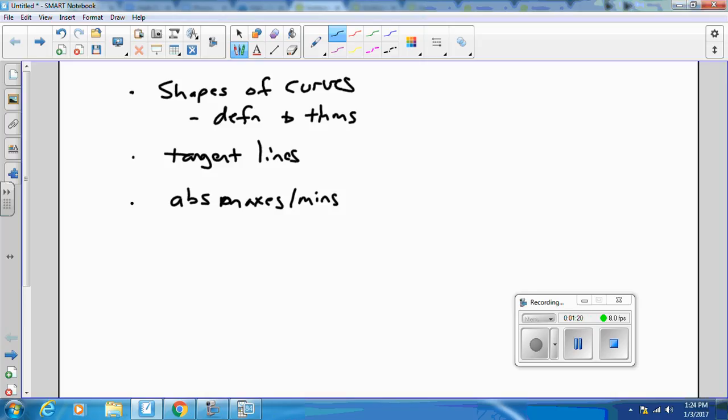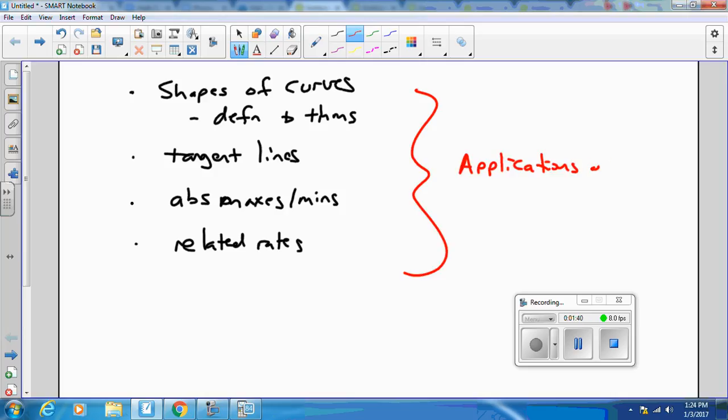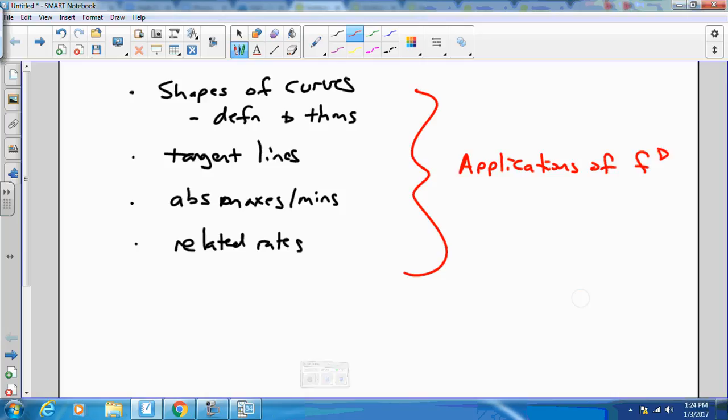And then we're going to take a look at finding absolute maxes and mins, and some theorems related to absolute maxes and mins, like the mean value theorem. And then we are also going to take a look at related rates. All of these are different applications of the derivative. So that is our plan for January, maybe the first week of February, depending upon how it goes. And then once we get done with that, we're going to jump into integration, a whole different, related concept.